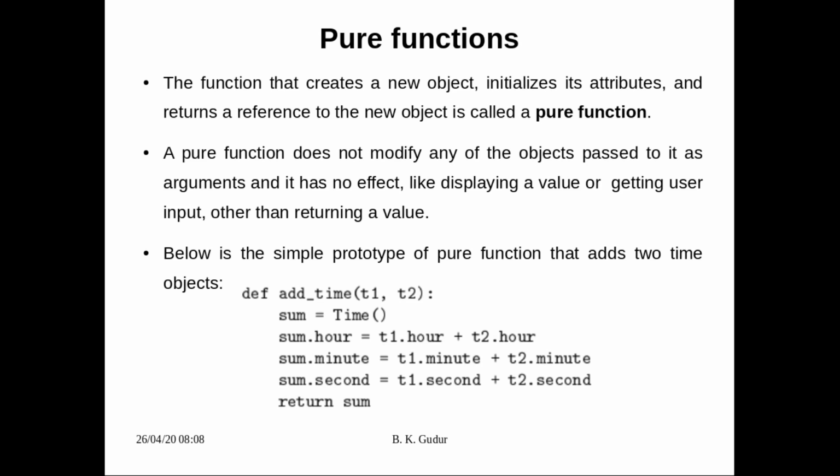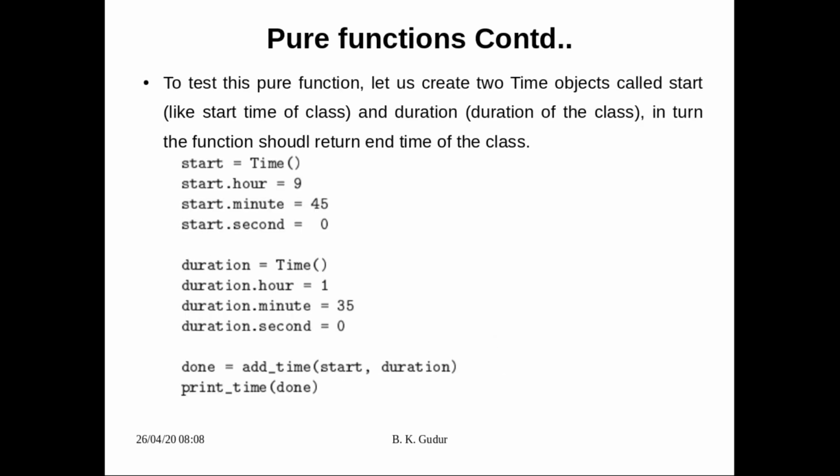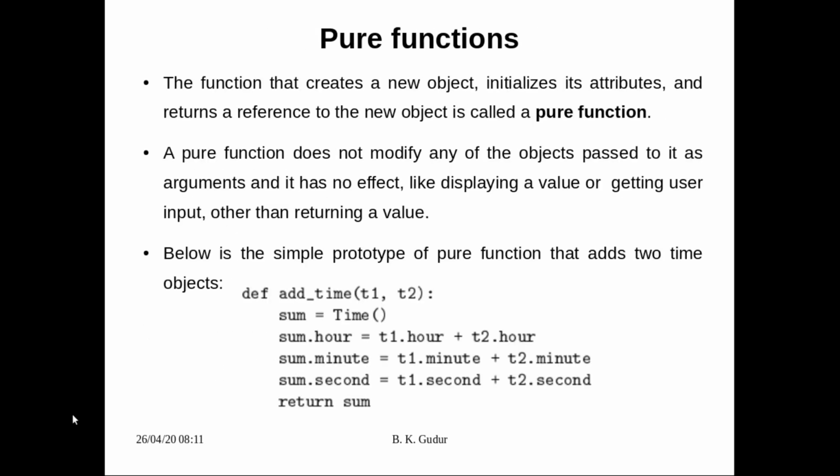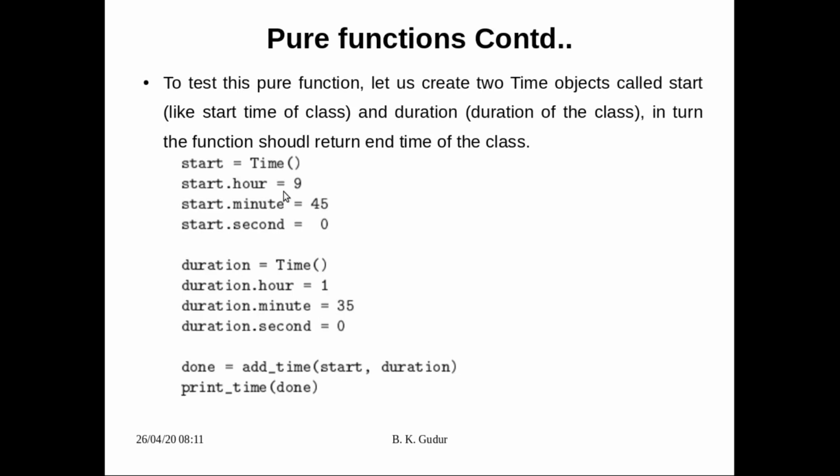But remember, a pure function will not modify any of the objects which are passed to it. Here t1 and t2 should not be modified in this function. Only thing is that t1 and t2 are accessed to create some object. To test this pure function, let us create two time objects: start, like the start time of a class, and duration, like the duration of the class. In turn, the function should return the end time of the class.